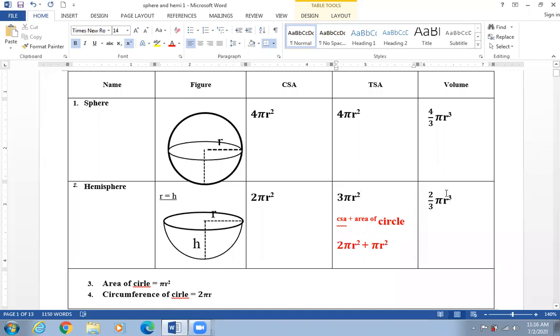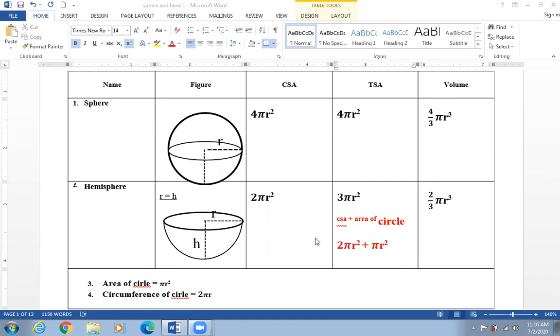Okay, so let us come to the volume. Volume is also half. What is the half of 4? Half of 4 is 2. Only divide the upper part, do not divide the 3. We will not write 3 as 1.5. Okay, just divide the upper part only. So 4 means 2. Okay, so the half of 4 is 2. So 2 by 3 pi r cube. So that will be the formula.